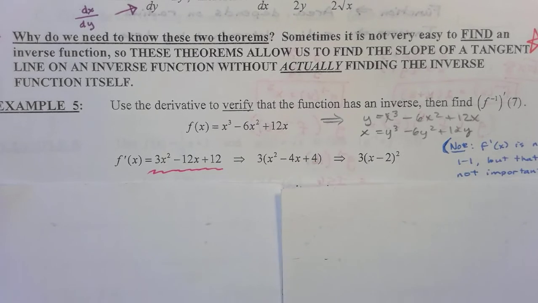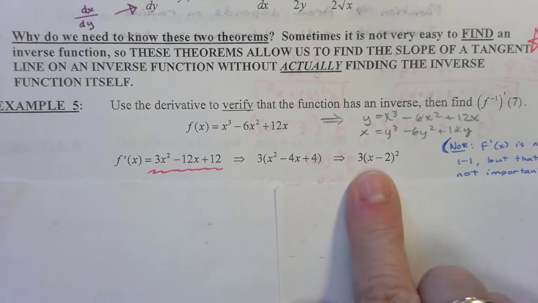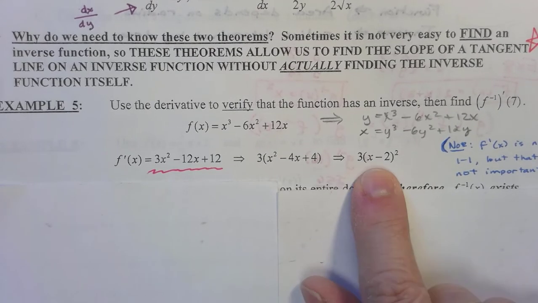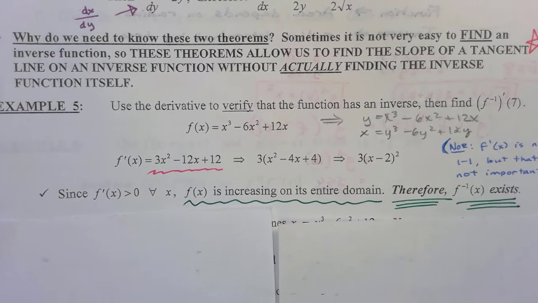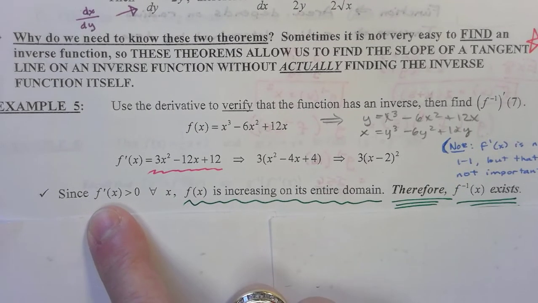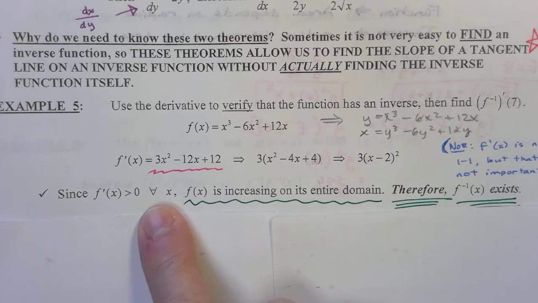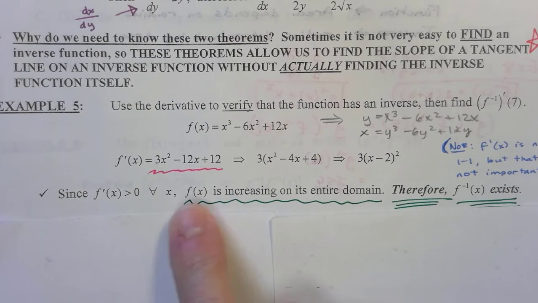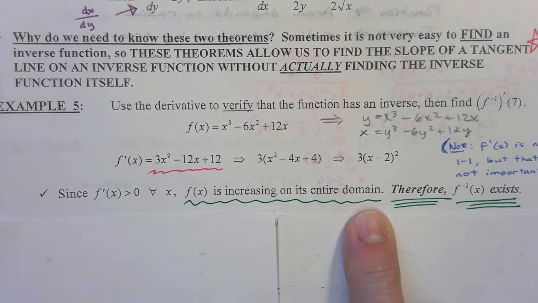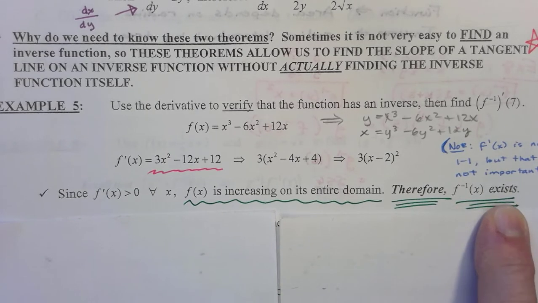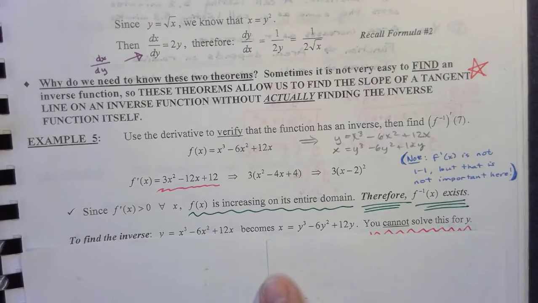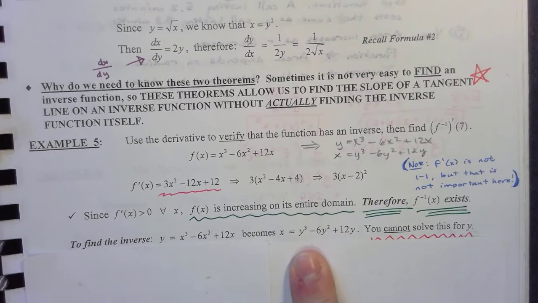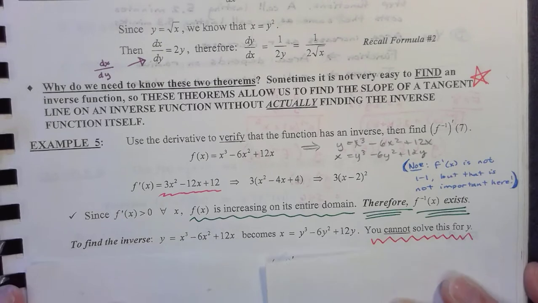So let us first find f prime, and f prime gives us this. Now we know what a parabola looks like. F prime is not 1 to 1, but that's not going to be important here. Since f prime is always positive for all x, except for when x is 2, f is increasing on its entire domain. Therefore, f inverse exists. See, that's the key. F is increasing on its entire domain. To find the inverse, we did that above. You cannot solve this for y, so now this is where we need to know this formula.